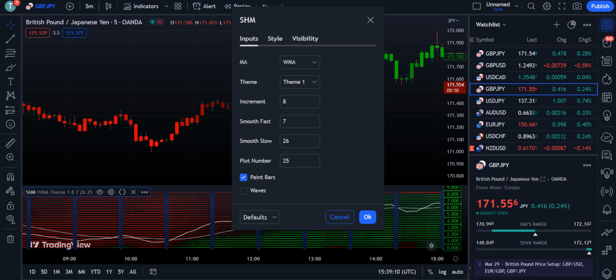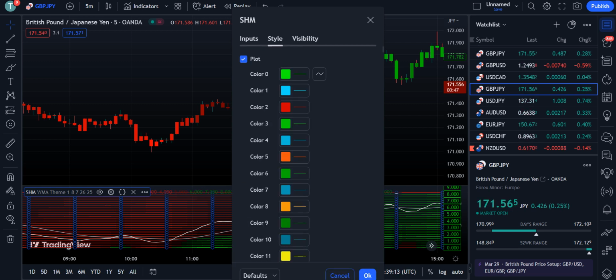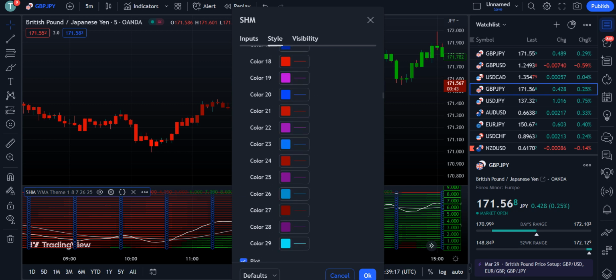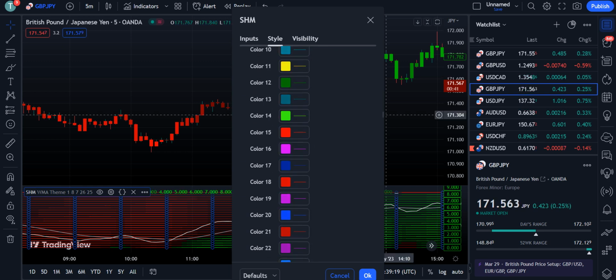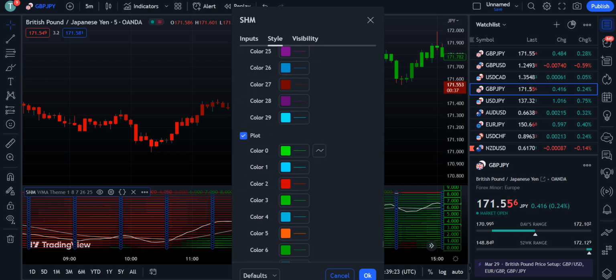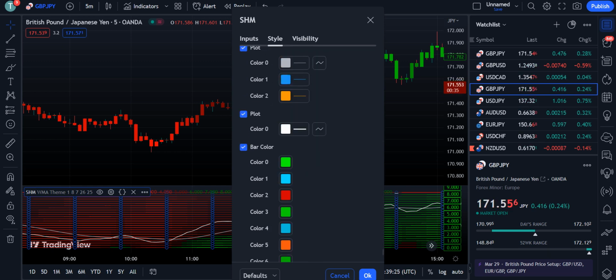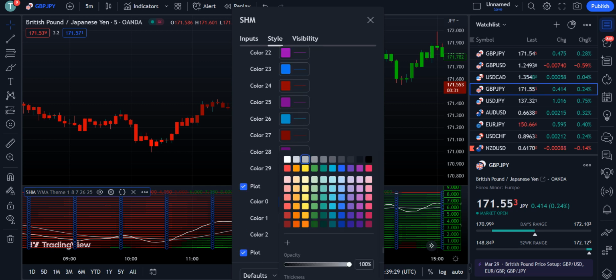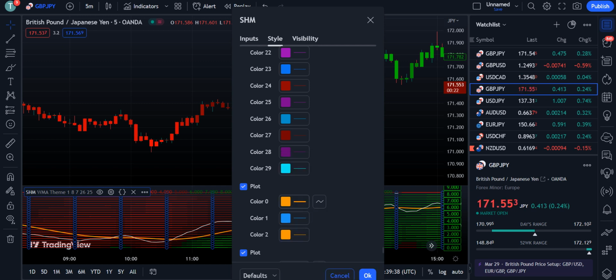Now go into the style tab and come a long way down, almost at the end, and change the color of the plot. As you can see, all these are the colors of the plots. This one is white, so make it more prominent. I'm choosing the orange color, and I will also change its thickness. Now it is more prominent.